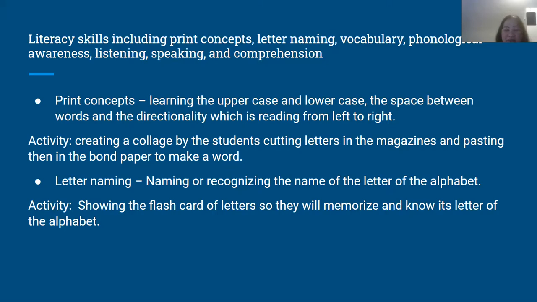Letter naming: naming or recognizing the name of the letters of the alphabet. My activity: showing flash cards of letters so they will memorize and know the letters of the alphabet.